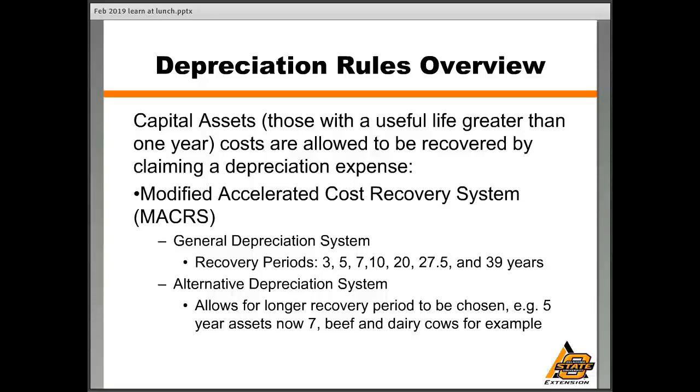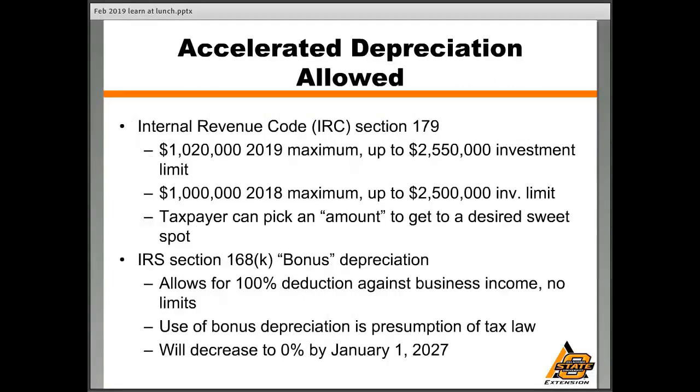Most of our farm assets will fall in the 3, 5, 7, 10-year lives. Some will fall in the 20, 27 and a half, but those are typically buildings and structures that are multi-purpose, multi-use. The alternate depreciation system basically allows any of those asset lives to be extended. So beef and dairy cows is an example. Those are 5-year assets. By making the election to use the alternate depreciation system, we're now going to depreciate those over 7 years. So there's all kinds of options, alternatives, unique scenarios that we can use here to manage taxable income.